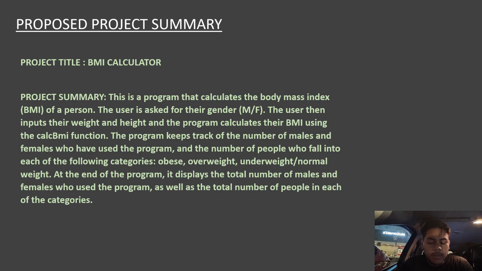The program keeps track of the number of males and females who have used the program, and the number of people who fall into each of the following categories: obese, overweight, underweight or normal weight. At the end of the program, it displays the total number of males and females who use the program, as well as the total number of people in each of the categories.